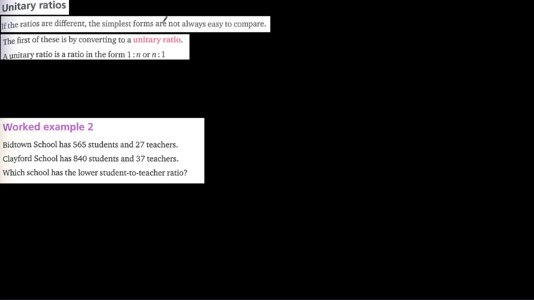Okay, the second method is unitary ratios. If the ratios are different, the simplest forms are not always easy to compare. So I'm going to use a unitary ratio for this comparison. A unitary ratio is a ratio of the form 1 to n or n to 1. So we are going to divide one side by the same number, then we are going to get 1 on that side, and we are going to evaluate this one.